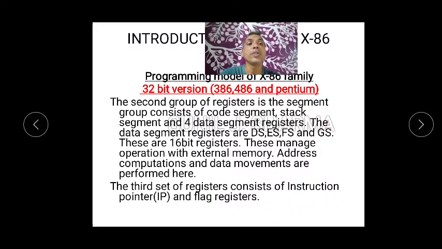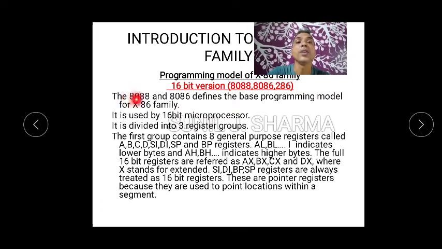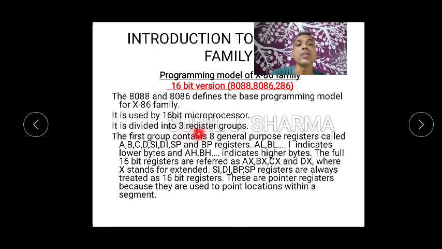Now what we'll do is go with the 16-bit. That was about, I think it comes for 3 to 4 marks. The diagram is almost the same, but the only change will be in the size. The size is 16-bit and there will be some fewer registers in this. The 8088 and 8086 define the base programming model of x86. It is used by 16-bit. It is divided into three register groups. The first group contains 8 general purpose registers called AX, BX, CX, DX, SI, DI, SP, BP.